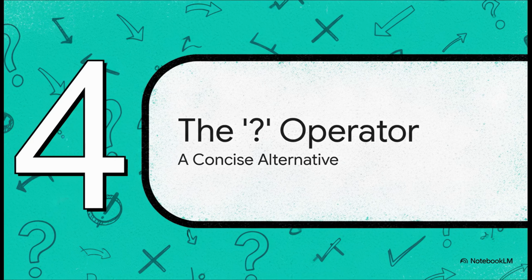Okay, now sometimes that whole if-else structure can feel a little clunky, especially when all you want to do is assign one value or another based on a simple condition. For those times, JavaScript gives us this beautifully concise alternative, the conditional operator, also known as the ternary operator.